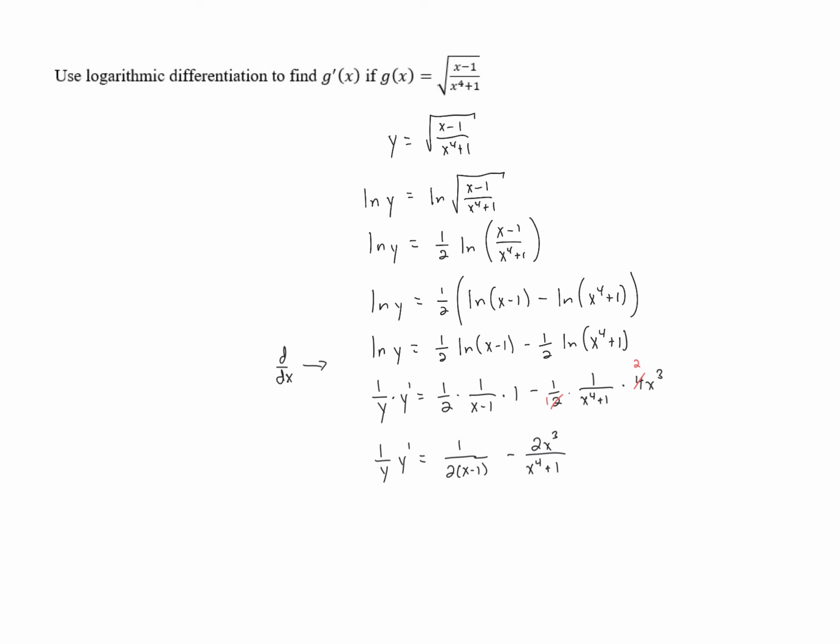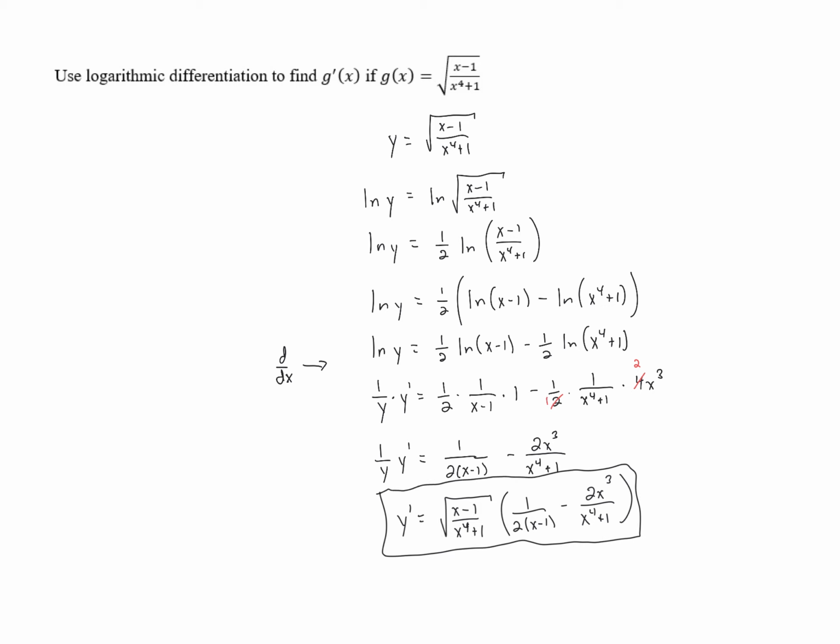And then to get y prime alone, we need to multiply both sides by y. That's going to give us a factor of y on the right-hand side. But remember that y is equal to the square root of (x minus 1) over (x to the fourth plus 1). So that's going to be our y times what was already there, 1 over 2 times (x minus 1) minus 2x cubed over (x to the fourth plus 1). And that right there is our final answer for the derivative.